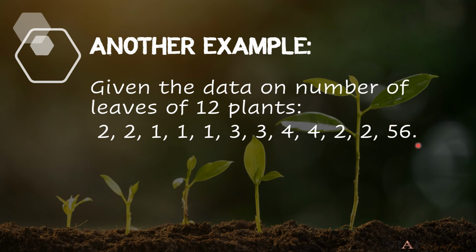But I will ask you, what is the mode of our data set? So the mode is 2 because 2 occurred 4 times. 1 occurred 3 times only. So our mode in this data set is 2 because it occurs with the greatest frequency in the data set.